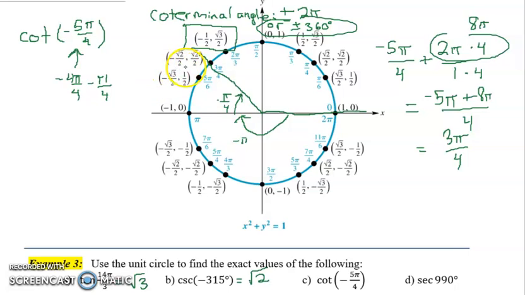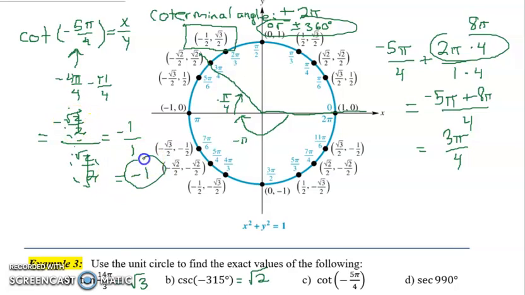Okay, so now we want the value of cotangent, which, if you look at your unit circle definitions of the trig functions, is x over y. So the x coordinate is negative square root of 2 over 2. The y coordinate is positive square root of 2 over 2. Since we have the same magnitude top and bottom, the square root of 2 over 2's can cancel, and this will leave you with negative 1 over 1, so negative 1. The value of cotangent of negative 5 pi over 4 is negative 1.